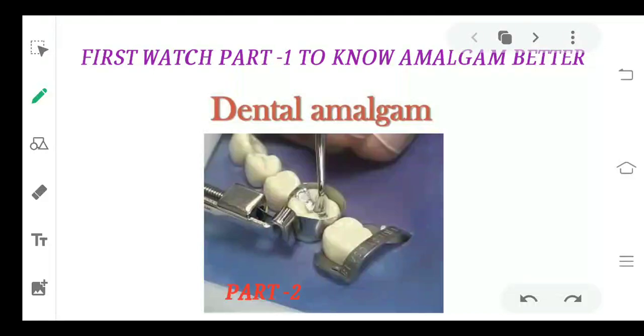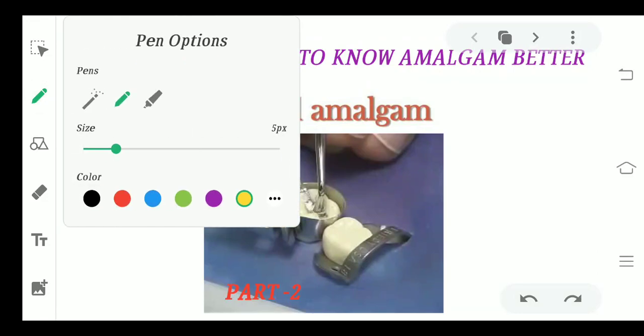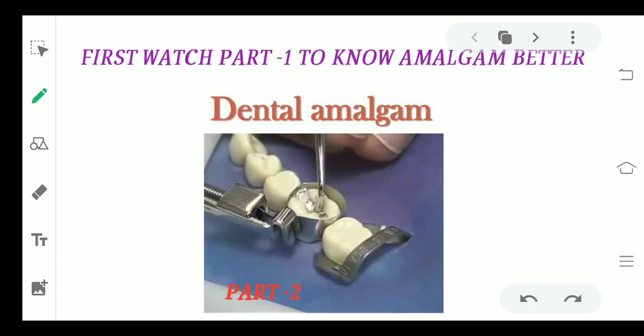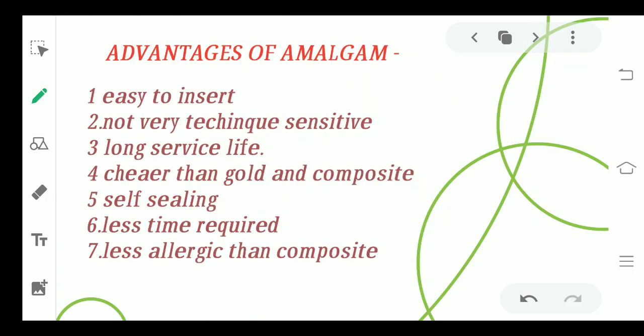Today we will be continuing with part 2 of dental amalgam. If you haven't watched part 1, I would request you to watch that so that you understand the video better. So moving forward, we came to the advantages of amalgam. Like, why do we use amalgam? Why do we prefer amalgam over any other thing?